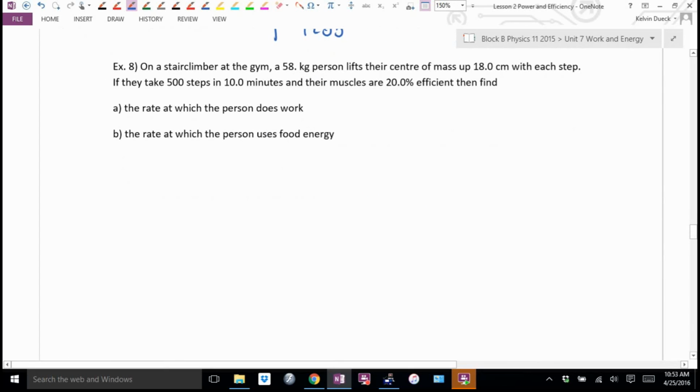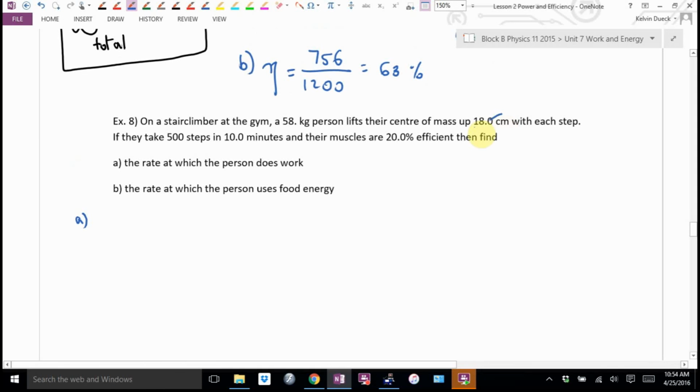Last one, stair climbers. On a stair climber at the gym, a 58-kilogram person lifts their center of mass up 18 centimeters with each step. 18 what? Wait till the end of this. I'm almost done. 18 what? 7 meters. Nice try. 0.18 meters. You're not going to get me. Right? We have to do math with meters, physics with meters. If they take 500 steps in 10 minutes and their muscles are 20% efficient, then find.